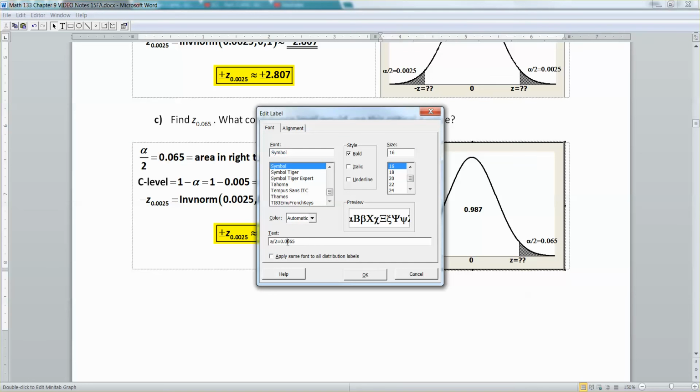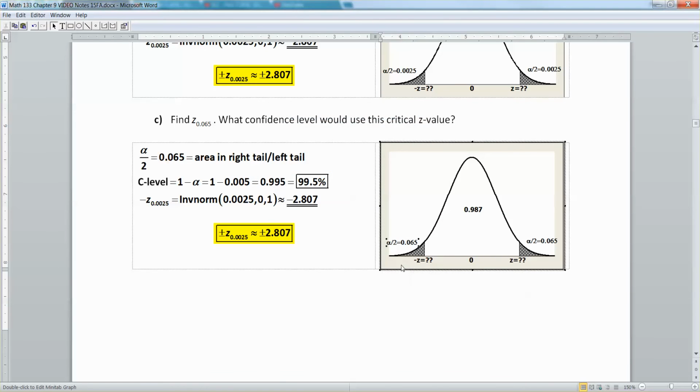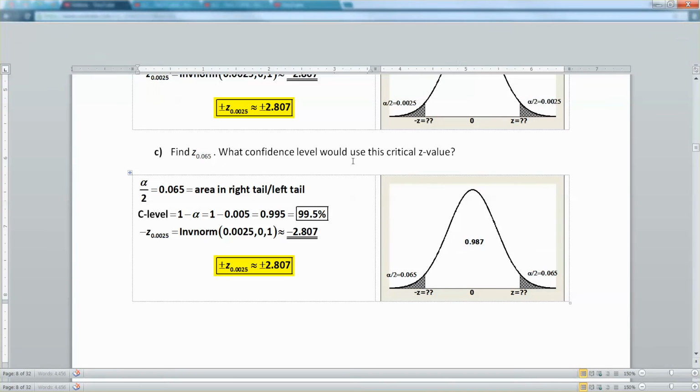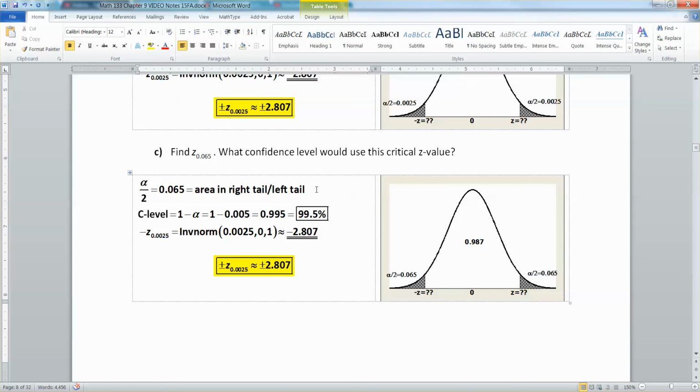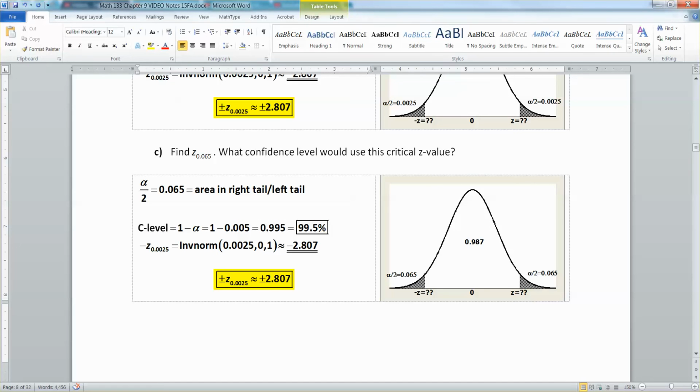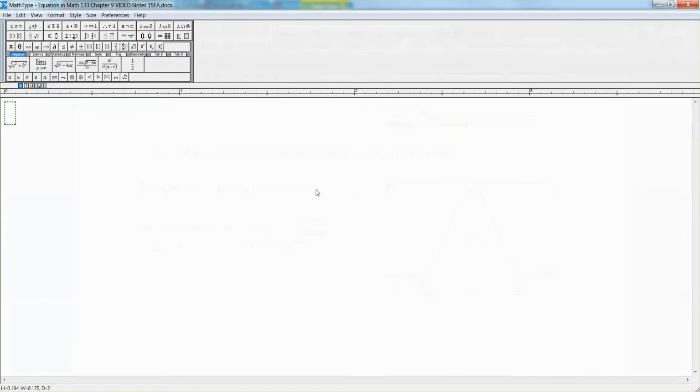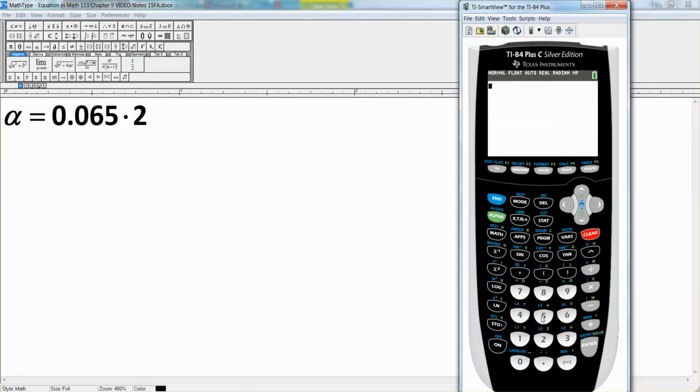Okay, then what you have to do is figure out the area in the middle, just for labeling purposes if nothing else, but it'll also tell you what confidence level it would be. Remember that your alpha and your confidence level are opposites of each other. So if alpha over 2 is 0.065, then alpha is 0.065 times 2, and that's 0.13.